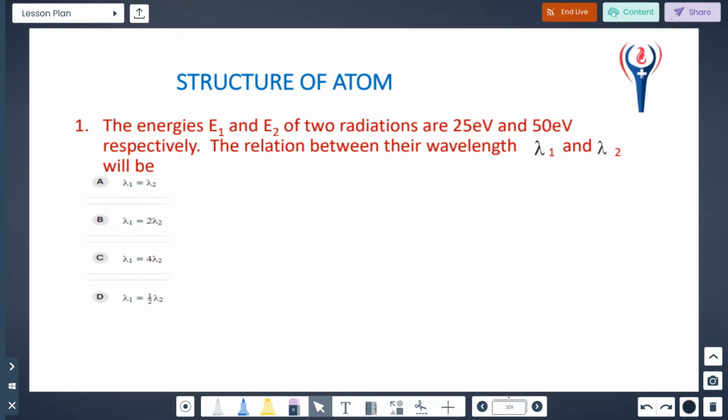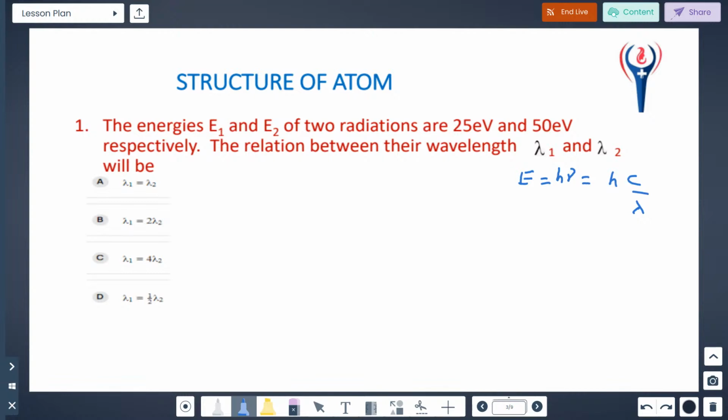Okay, so you know that energy and wavelength are inversely proportional. You know the formula: E is equal to h nu. Nu is nothing but C by lambda. Anyhow, energy and wavelength are inversely proportional, isn't it?